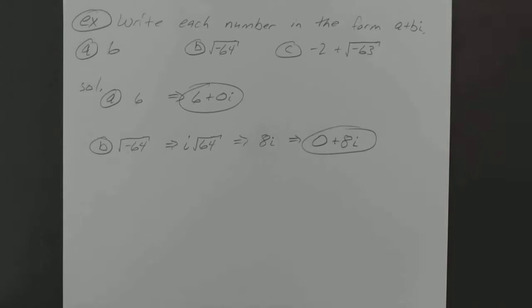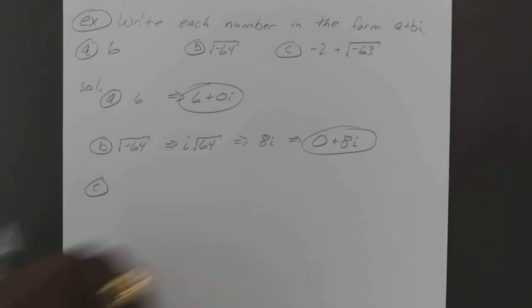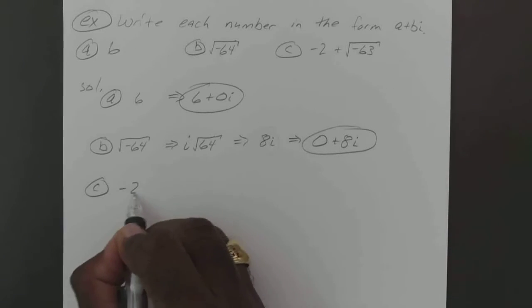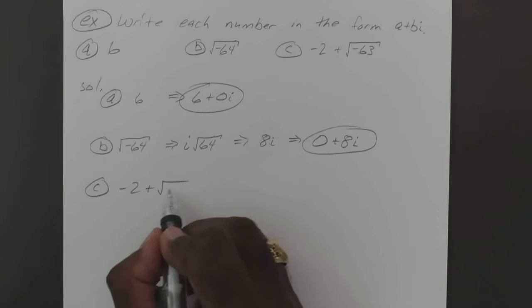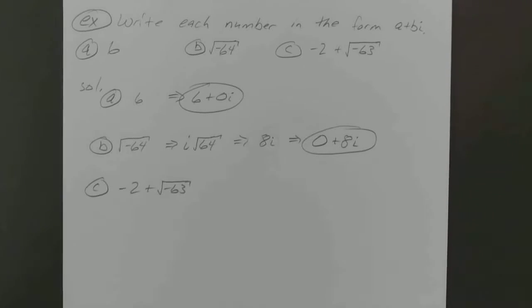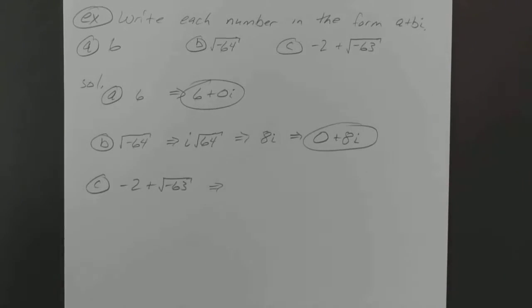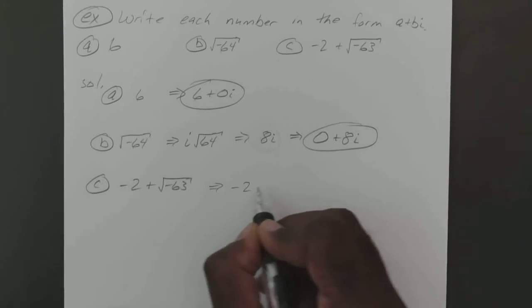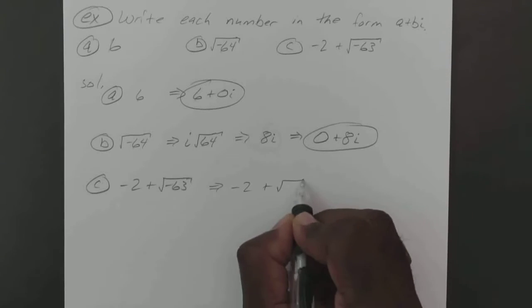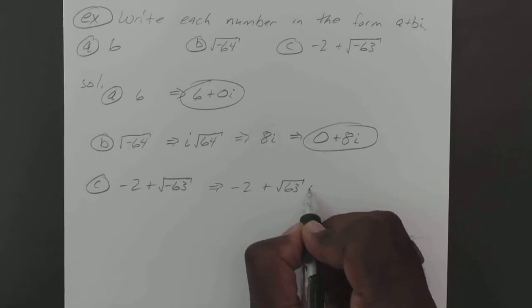All right, and for C, we have negative 2 plus square root of negative 63. You can actually just write that. Since it's negative, we can just pull it out and make it an i. Negative 2 plus square root of 63i.